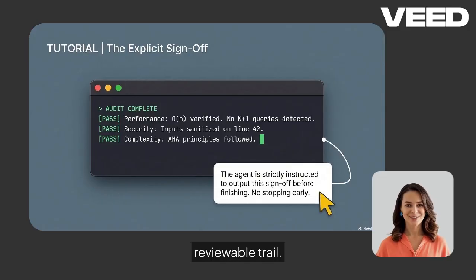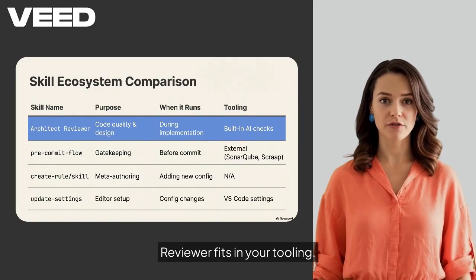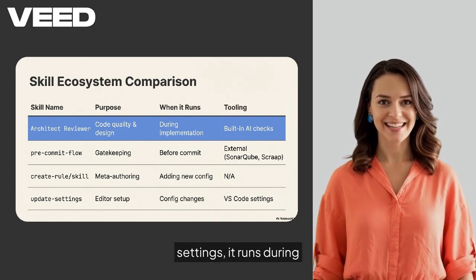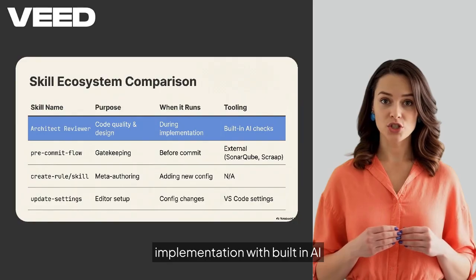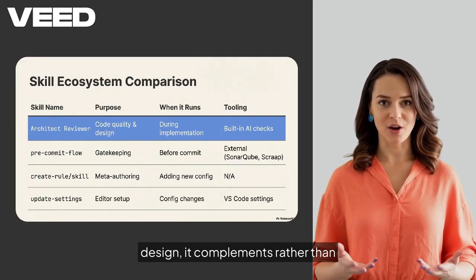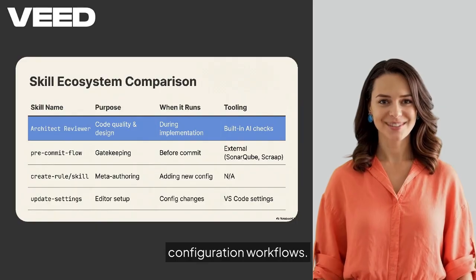This comparison shows where Architect Reviewer fits in your tooling. Unlike pre-commit hooks or editor settings, it runs during implementation with built-in AI checks focused on code quality and design. It complements rather than replaces existing gatekeeping and configuration workflows.